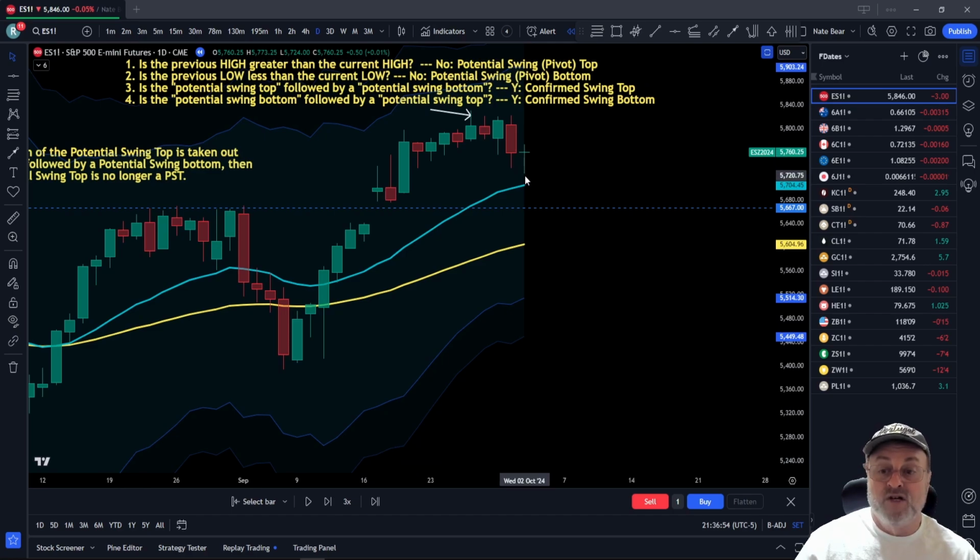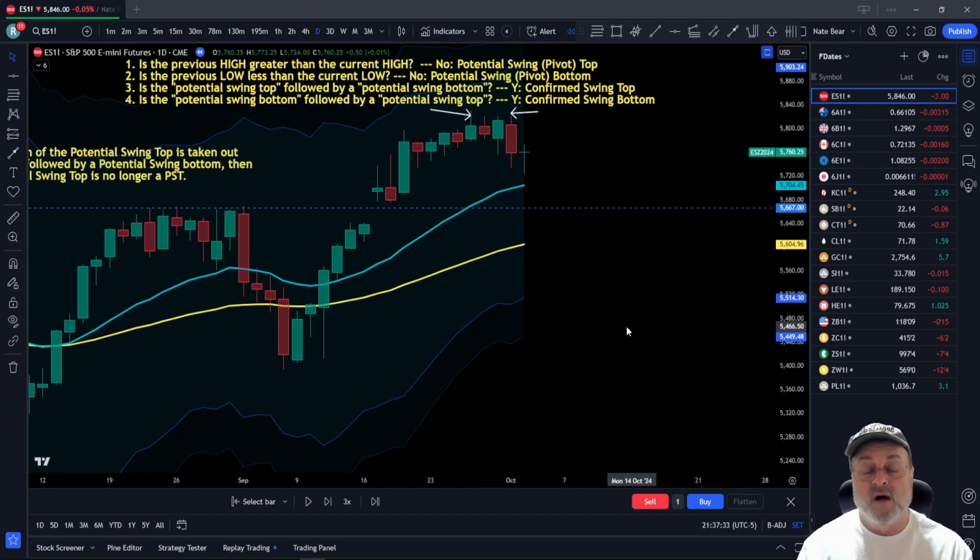Notice that we have a new lower low. So guess what? This price bar here no longer could be a potential swing bottom because its low has been exceeded. However, because it is also a potential swing top that has now been followed by a potential swing bottom, notice right here, is the potential swing top followed by a potential swing bottom? Yes. Confirmed swing top. This outside bar is now considered a confirmed swing top. So we'll mark that as a confirmed swing top as well.